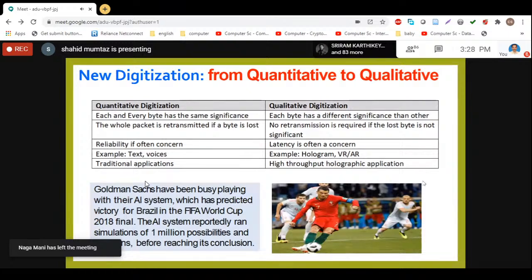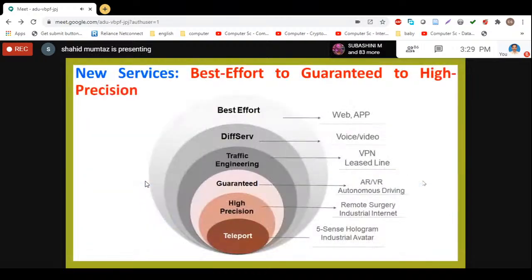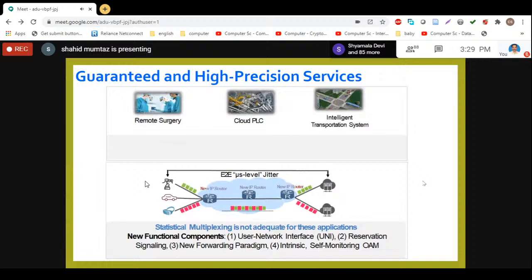So this is more from a technical point of view. You are moving from quantitative digitalization to qualitative digitalization. Also, we started with best effort services long back in the 90s, and now we end with teleport. Teleport is the future where you have to send your senses over the network. Best effort is good and still used, but now we are doing a lot of teleport kinds of things over the network. For the deep services we use a lot of traffic engineering, where you have leased lines and guaranteed precision, but the future will be on teleports. And we do a lot of remote surgery that also needs very low latency. For cloud PLC, you put all of your programmable logic units of your factory inside the cloud.